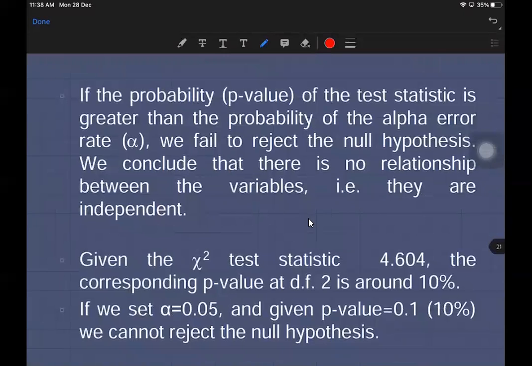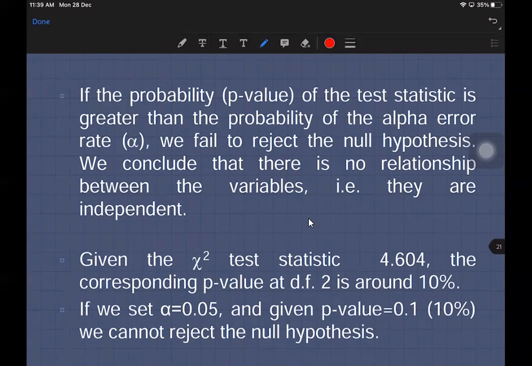So if the probability of the test statistic is greater than alpha, we fail to reject the null hypothesis, and we conclude that there is no relationship between the variables, or we can say that the variables are independent.